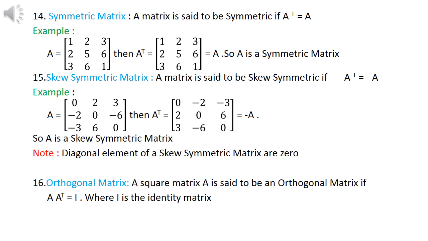Last one is orthogonal matrix. A square matrix A is said to be an orthogonal matrix if A into A transpose is an identity matrix. Next class we shall discuss some properties of transpose matrix.